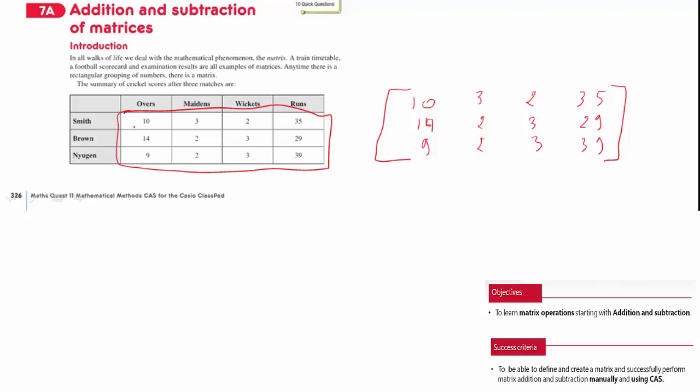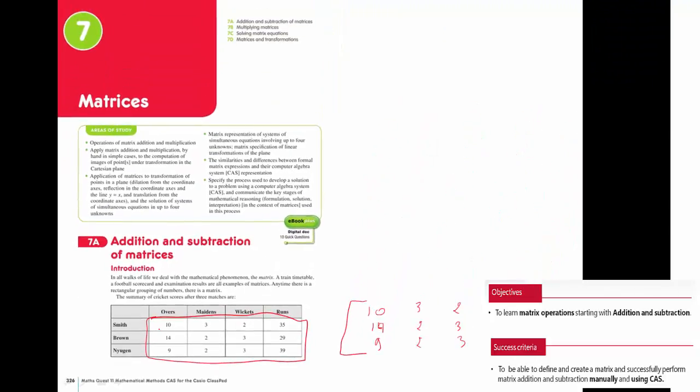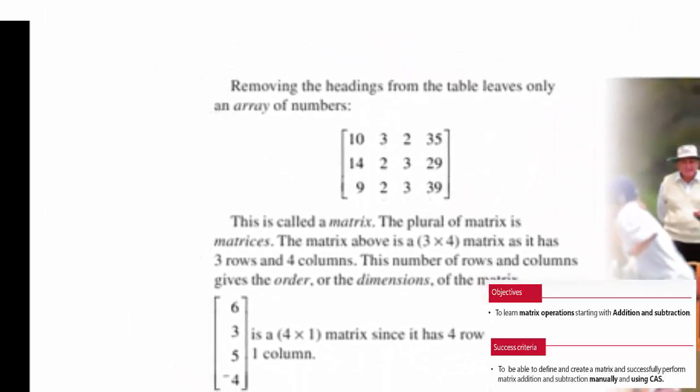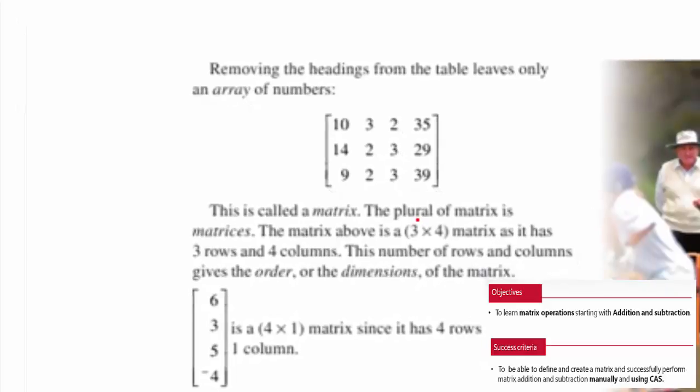Basically, that's our matrix. Okay, so that's exactly what we wrote before. We get it here. This is called a matrix. The plural of matrix is matrices.